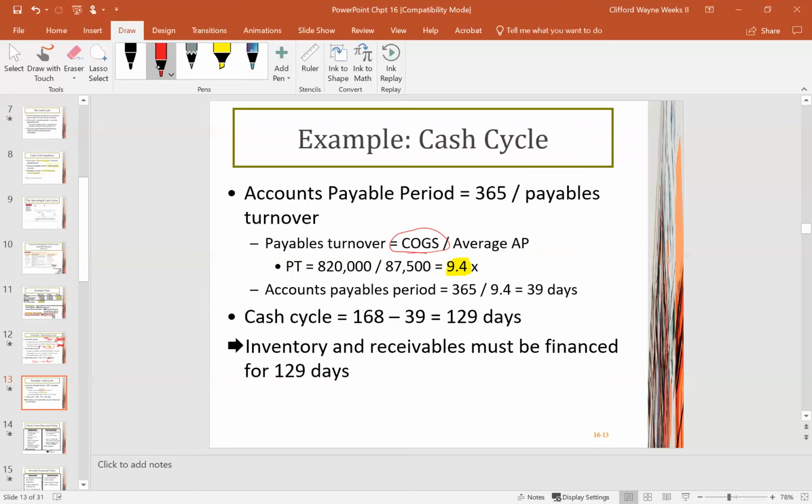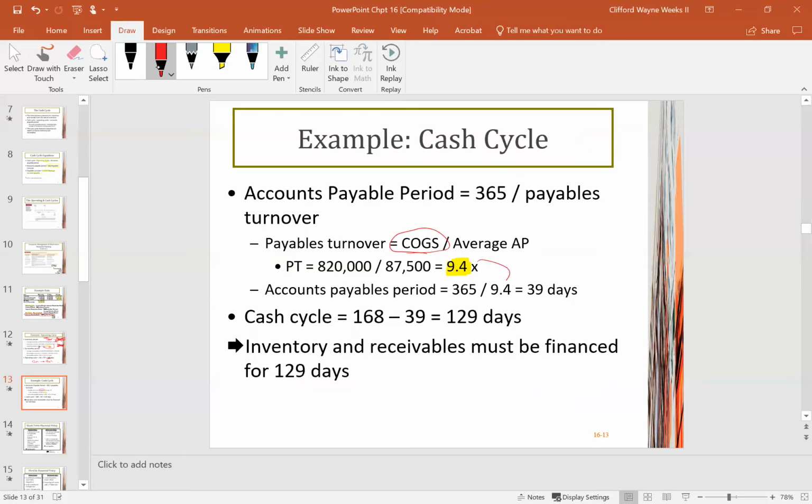And so what this basically says is that we turn over our accounts payable 9.4 times. So that means that we enter into an accounts payable, pay it off. Enter into accounts payable, pay it off. Same thing with inventory turnover: we buy inventory, we sell it. We buy inventory, we sell it. And the same thing with accounts receivable. We make a sale on account, we collect it. We make a sale on account, we collect it.